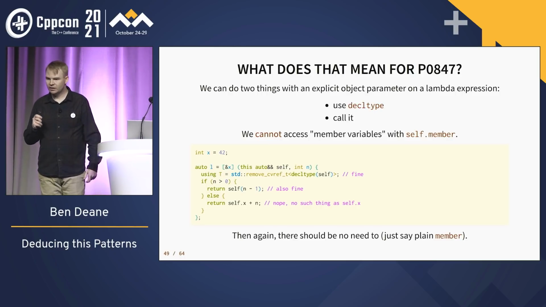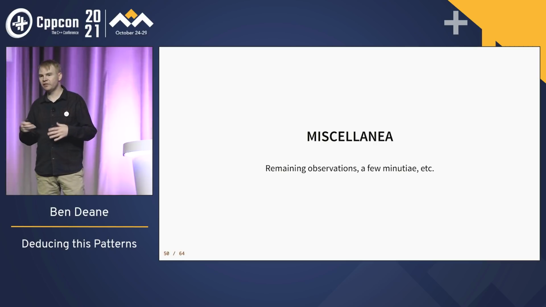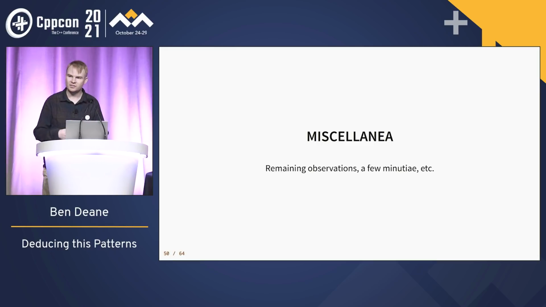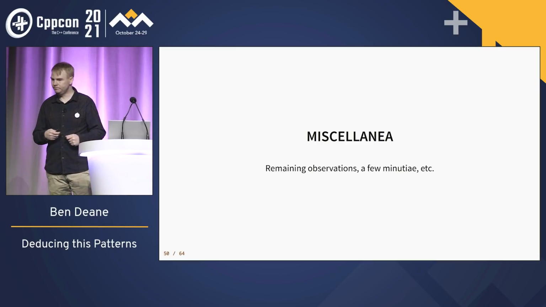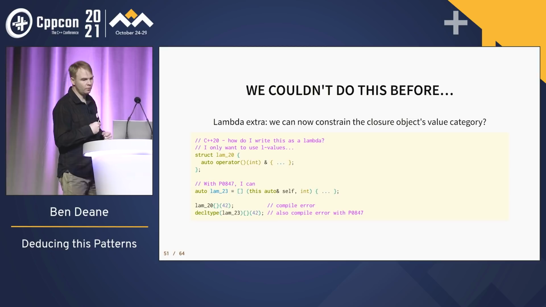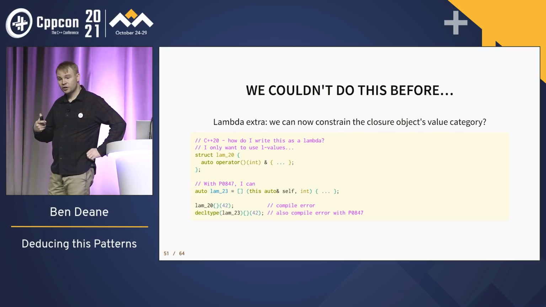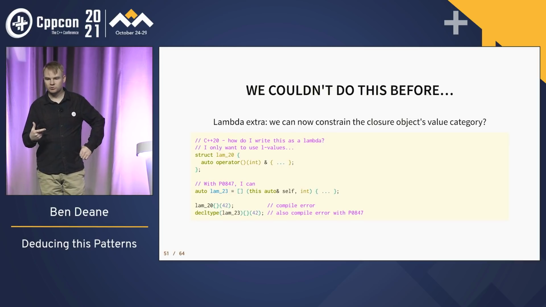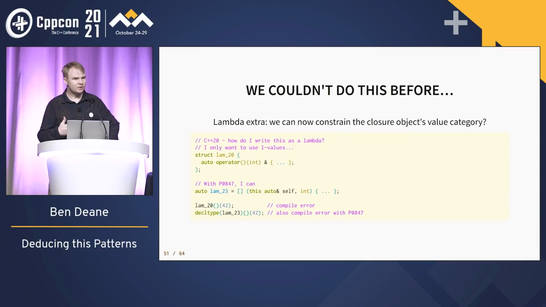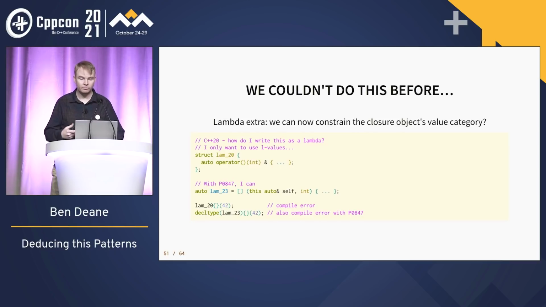Okay, in the time remaining, I want to go through a few miscellaneous things. Some of these are esoterica, but it gives you a flavor of what's required for standardization in some sense. So, we couldn't do this before. One of the things we couldn't do in the Lambda was constrain the value category of the closure object. This may be useful, not particularly with Lambdas perhaps, but with classes in general. This I think is going to become more useful.